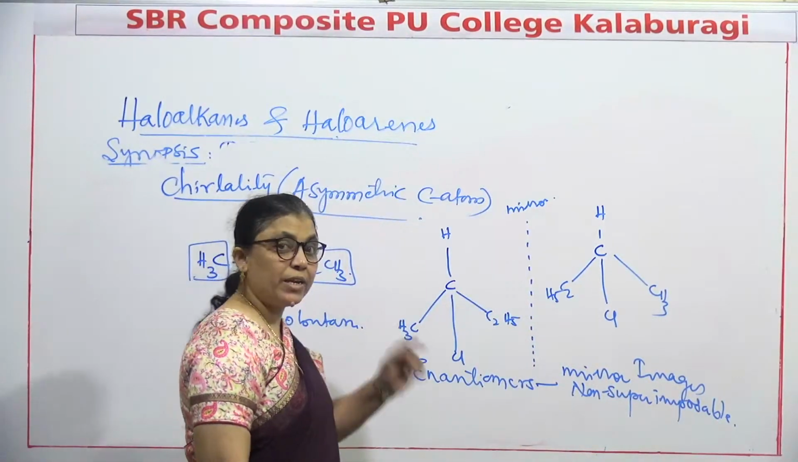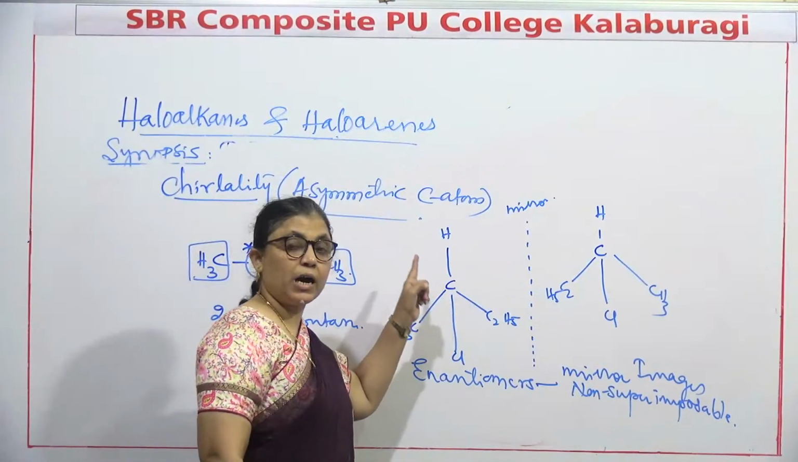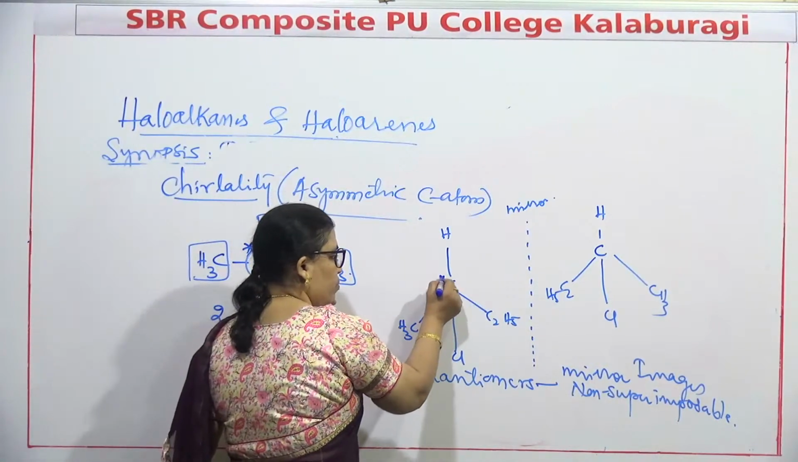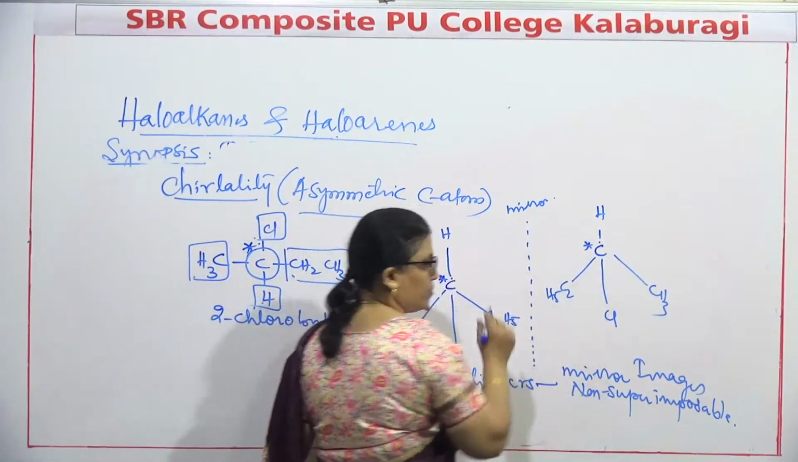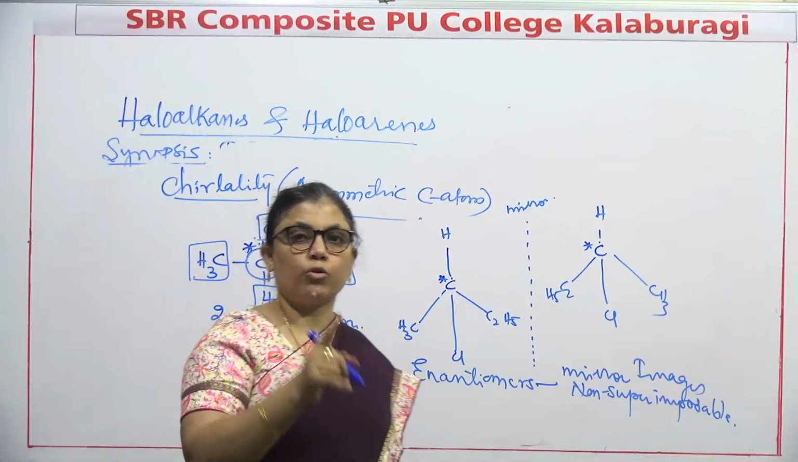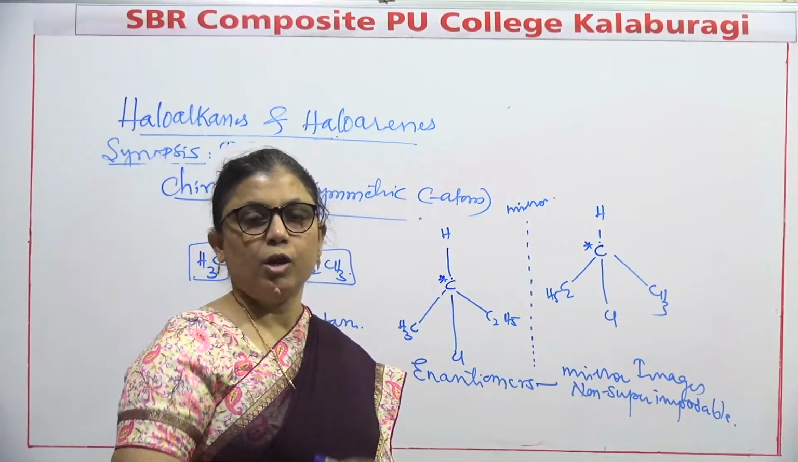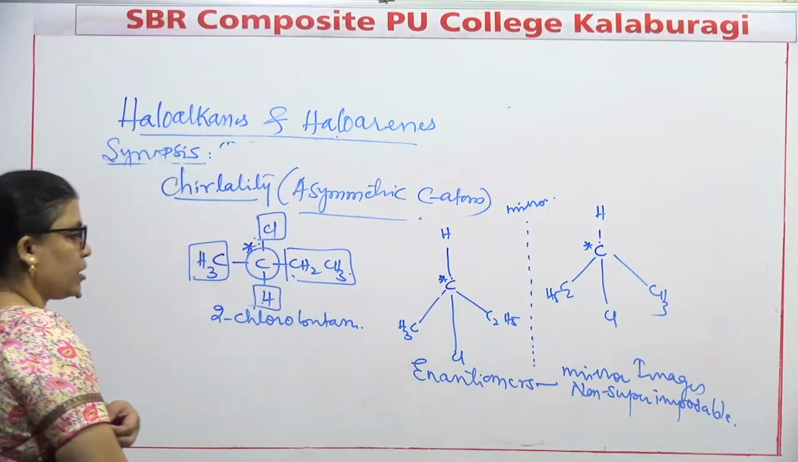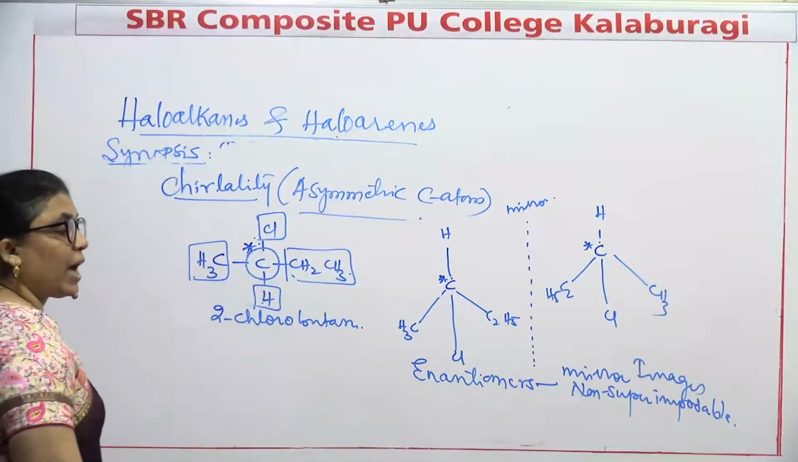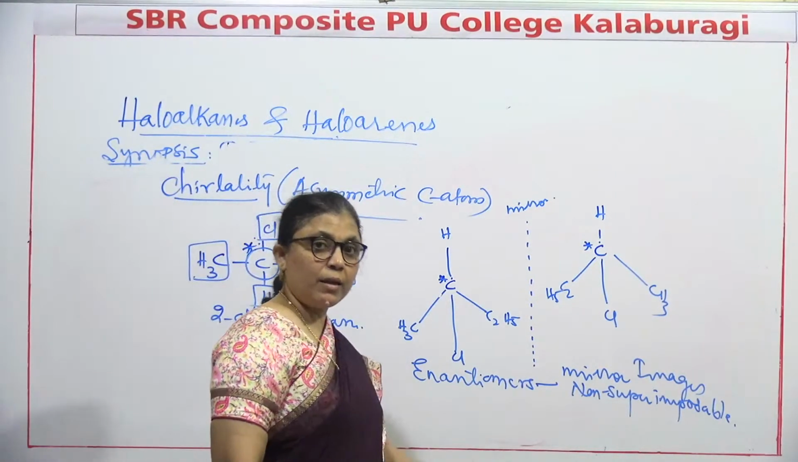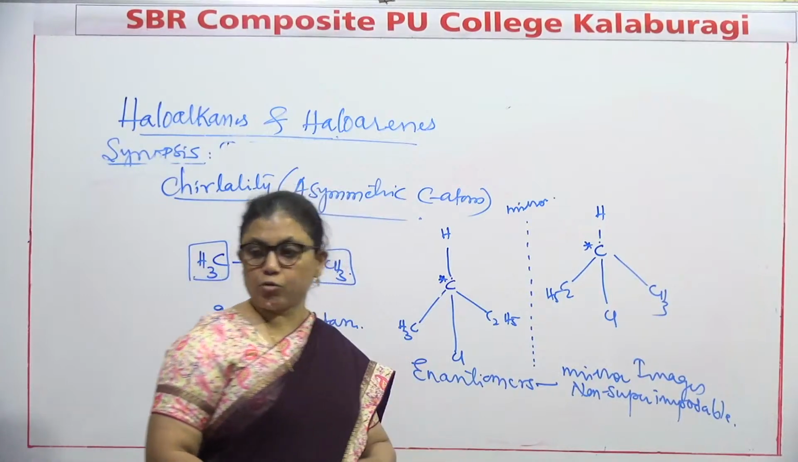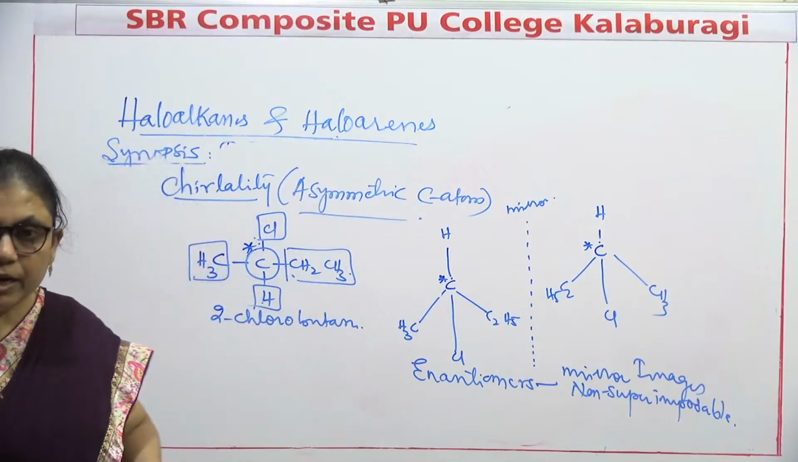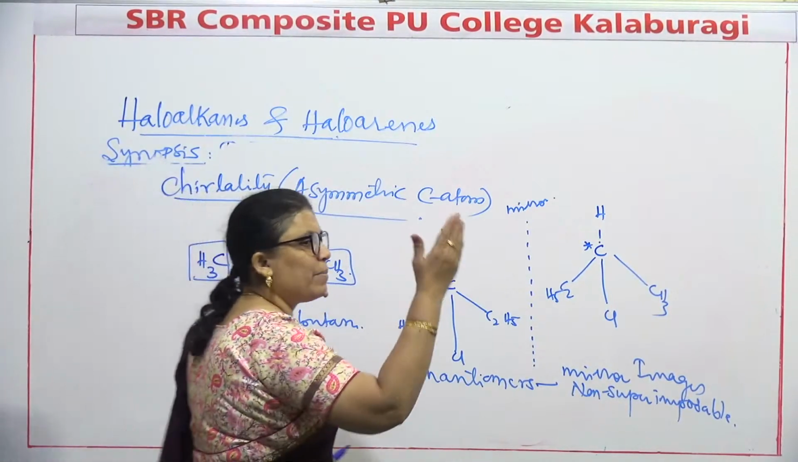Non-superimposable. That's why whenever a molecule contains a chiral center, it is able to rotate plane polarized light. Those are called optically active substances.